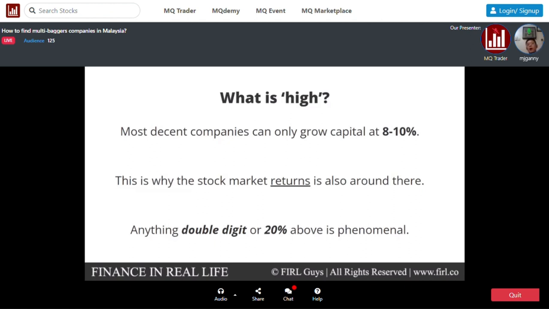And this is also why the stock market returns over long, long runs, decades, are also around 8 to 10%. But of course, in Malaysia's case, it's a bit lower, right? So what is high? Well, companies that can do that or even more than that, double digit, 15%, and anything above 20% is incredibly, incredibly high, right? So that is really the area that you want to look at.